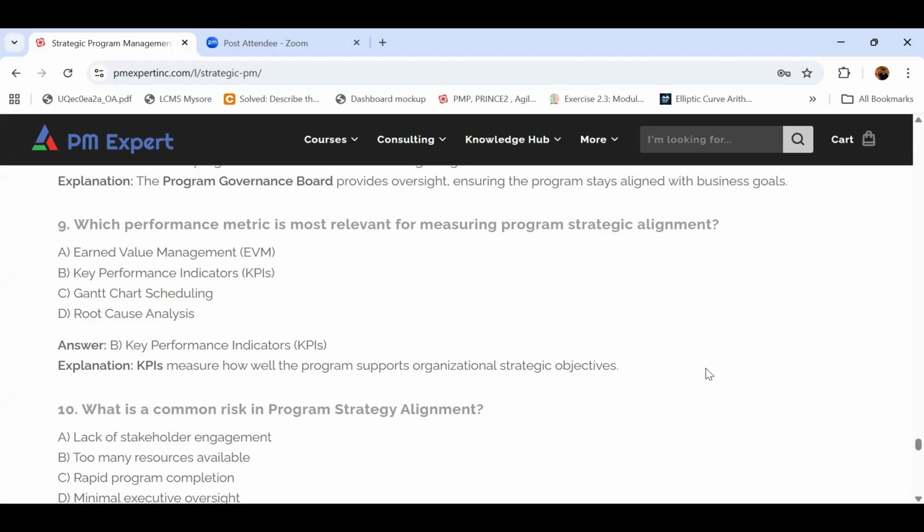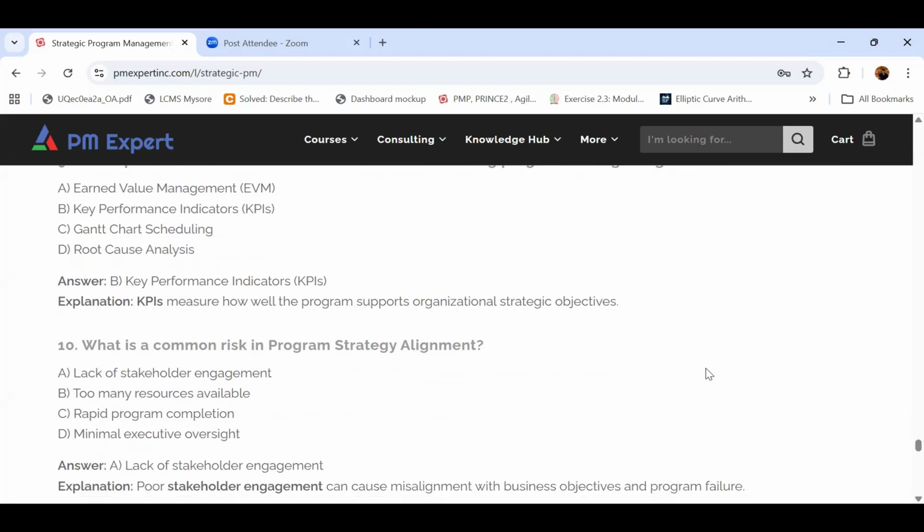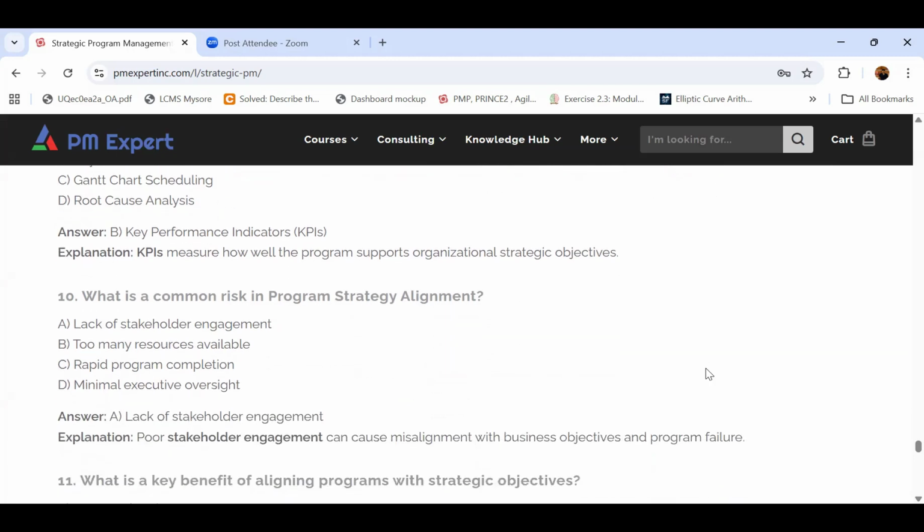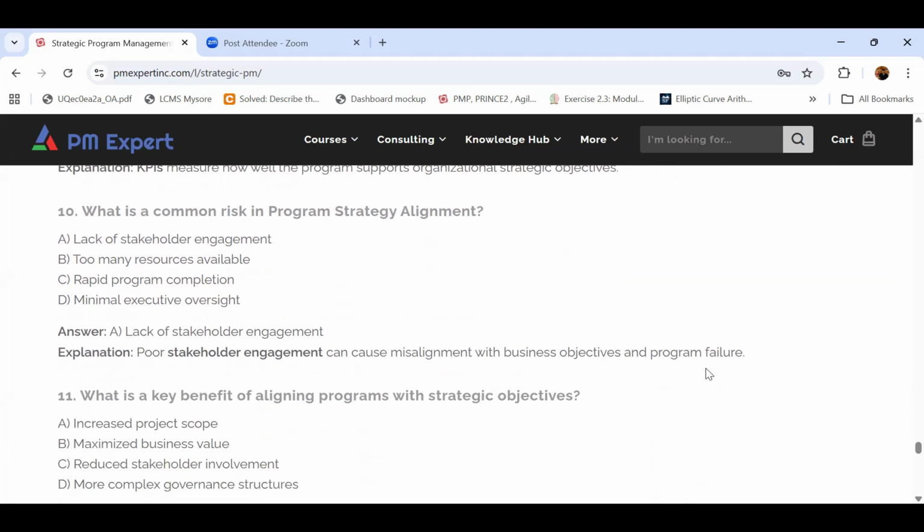Now, which is a common risk in program strategy alignment? A. So, do you all agree with A? Right? A. Yeah. What is the key benefit of aligning programs with strategic objectives? Business value. B. Right? Perfect.